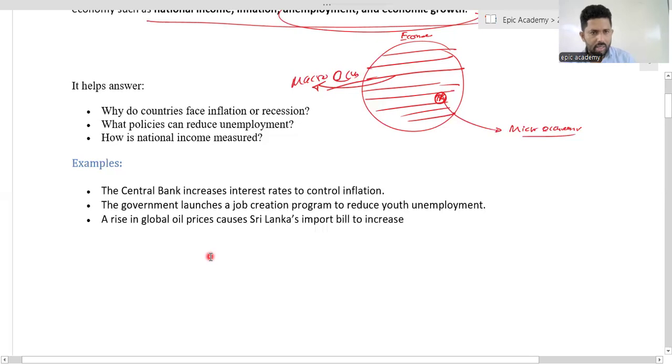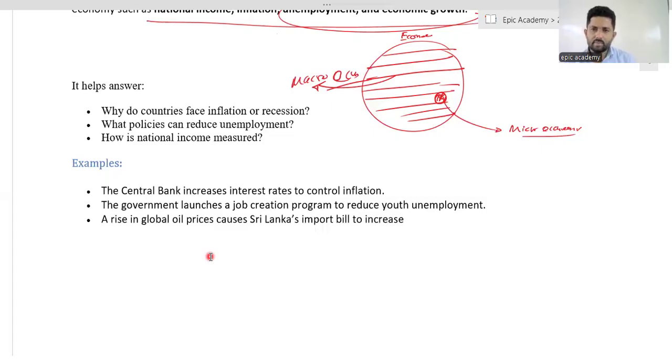Okay, next one. The government launches a job creation program to reduce youth unemployment. Yes, they can do it. It's not only about one person. It is about the whole nation, all the youth living in this country. So that is why it belongs to macroeconomics.